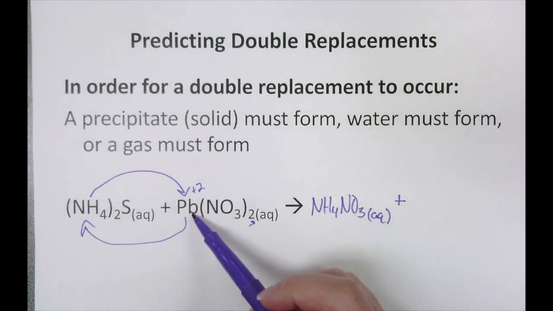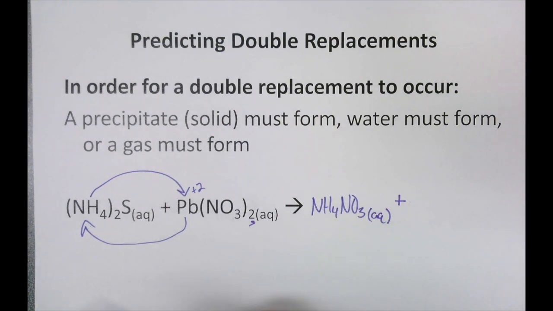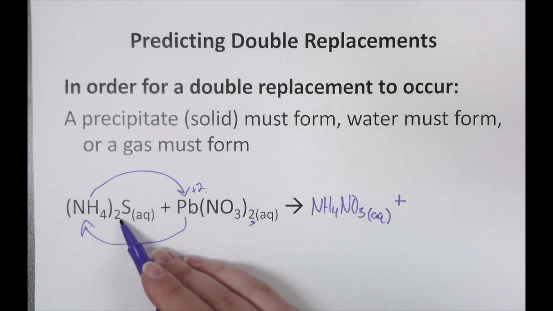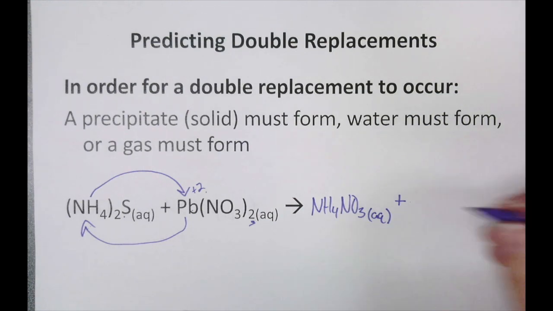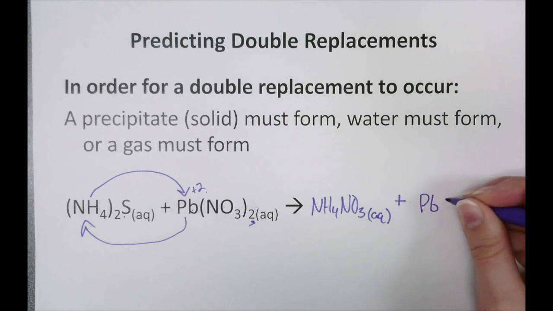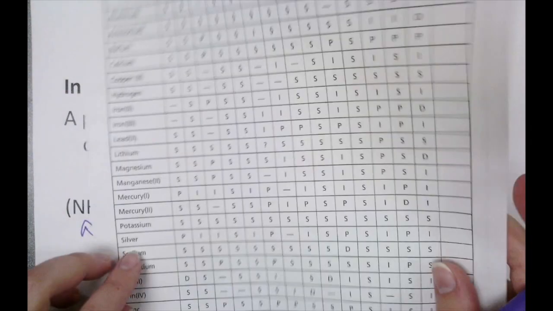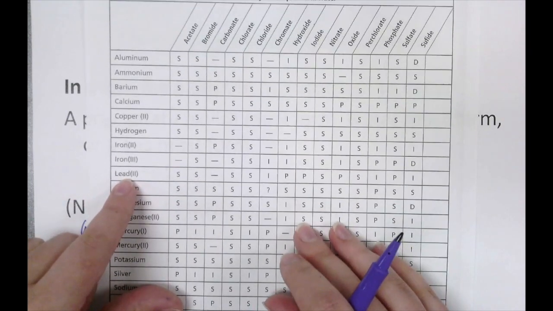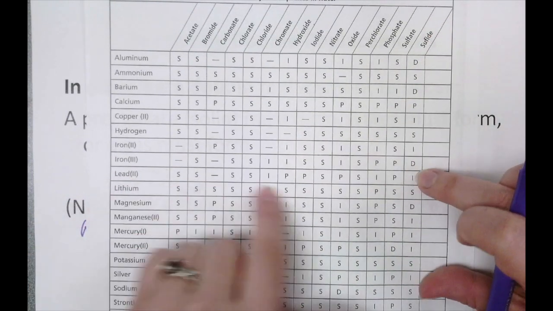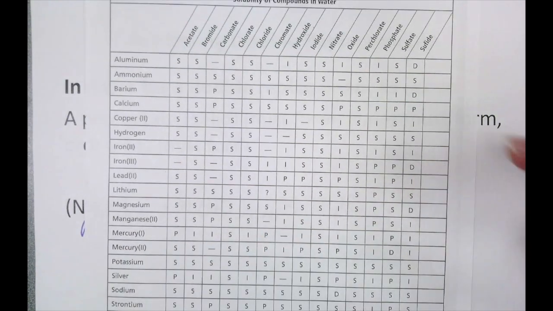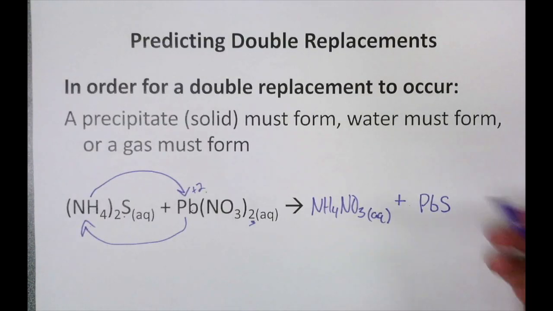And then my lead ion would be combining with sulfide. Well, it's lead +2. Sulfide always forms a -2 ion. So they would also combine in a 1-to-1 ratio to form lead-2 sulfide. So now again, I need to pull out my solubility chart. I'm going to find lead-2, and then I need to find sulfide. It's all the way at the end. They are insoluble, so that means they are going to form a solid. And because this is a solid, that means this is indeed a complete double replacement reaction.